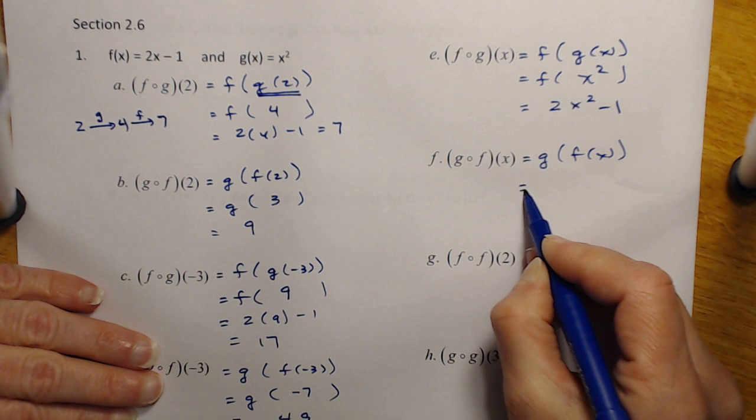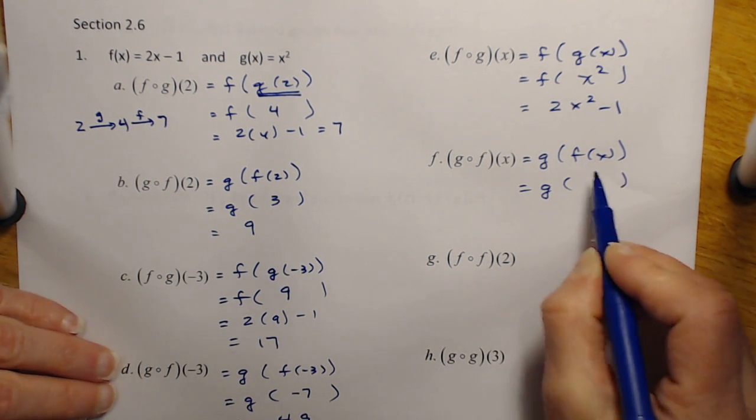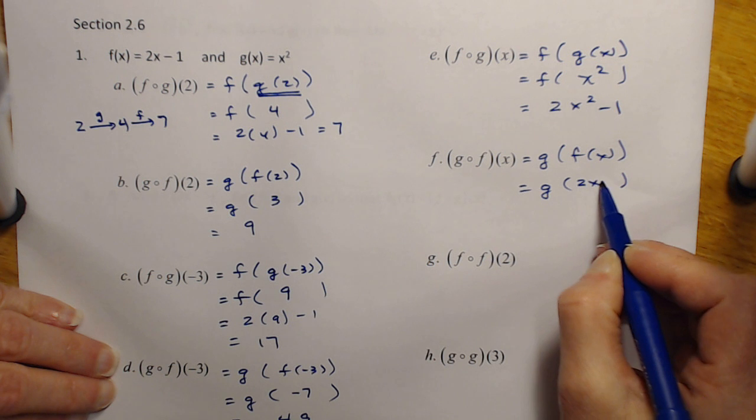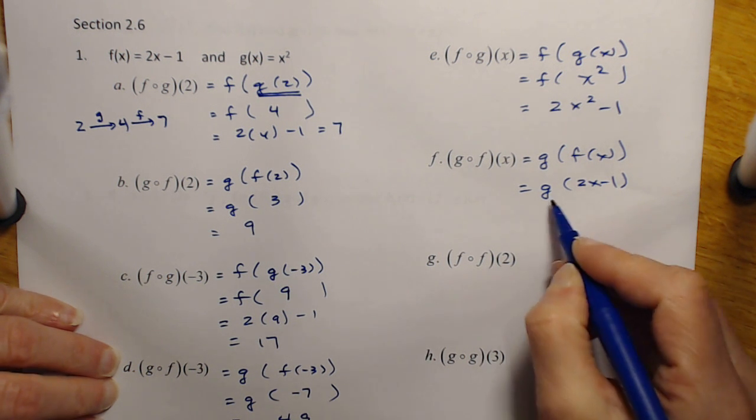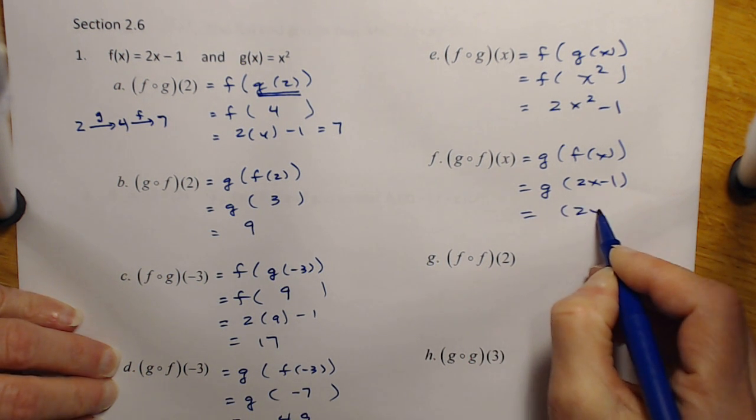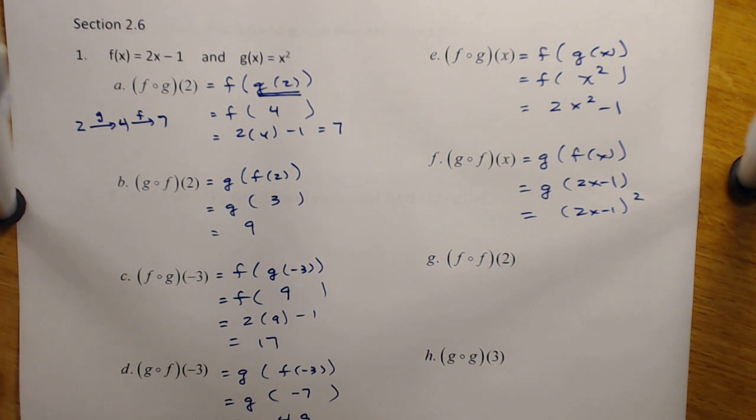it's g of f of x. Again, what does f do to any input? Doubles it and subtracts 1. What does g do to anything? It just squares it. Okay, you don't even have to square it out.